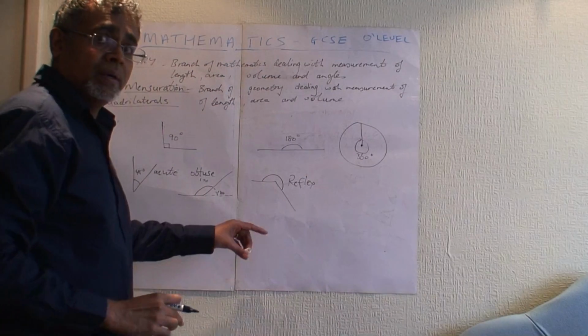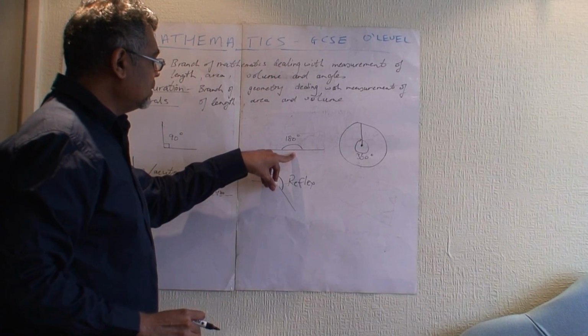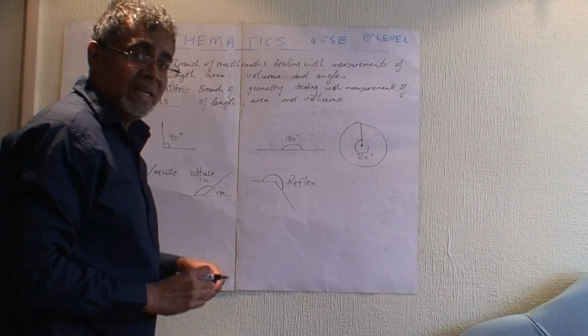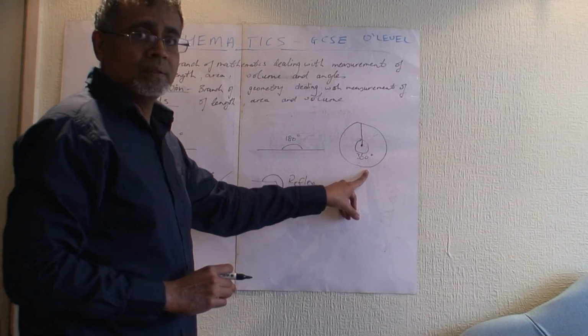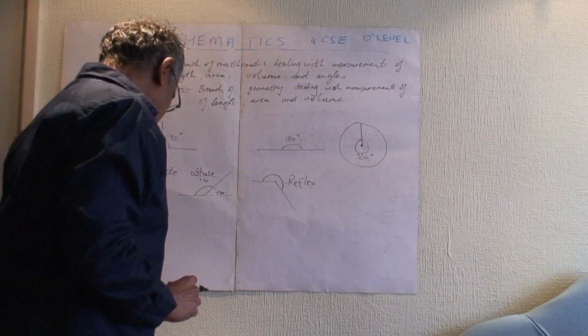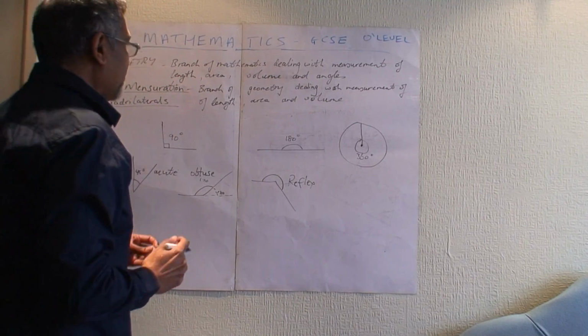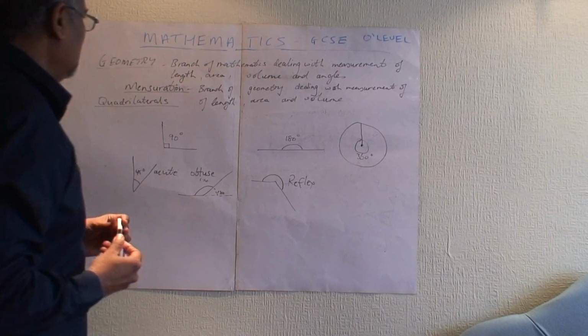We have another angle, the reflex angle. A reflex angle is greater than 180 but less than 360 degrees. That's called a reflex angle. You can look at that.